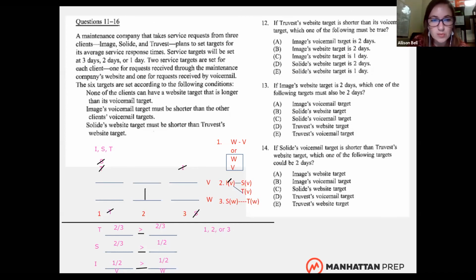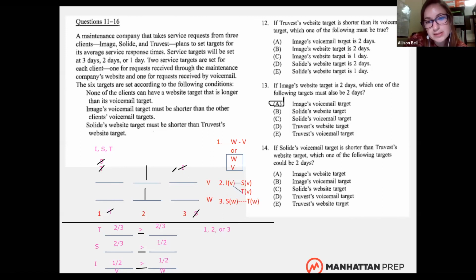So this is about I's website, and I's website doesn't directly play into rule 2 or 3. I do know from rule 1 that websites have a connection to voicemail. So website has to be shorter than voicemail or the same, which means that I's voicemail is going to have to be in space 2 or 3. But I've already figured out that I cannot go in 3. So I'm going to put I in 2 and check to see if that gets me anything. And hey, that's it. That's the answer.